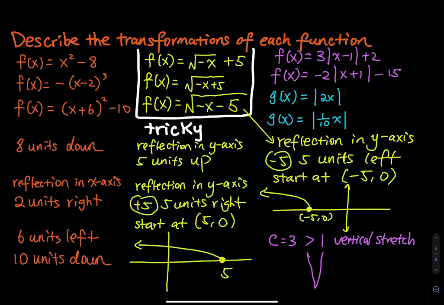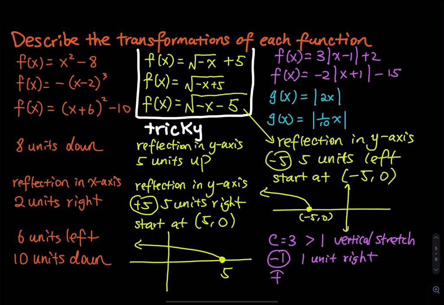If you change the 3 to a 1/3, you should see something like this. It's not so steep, it's a pretty wide open V. All right, so how about the -1? The -1 is 1 unit, right? And then the +2 is clearly 2 units up.